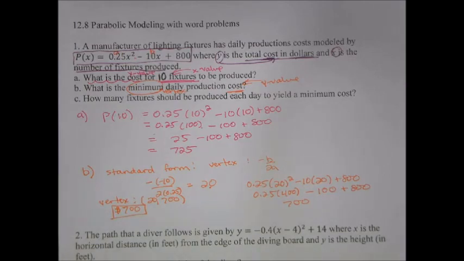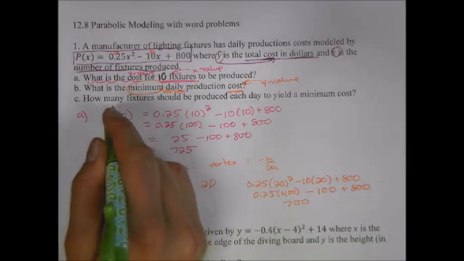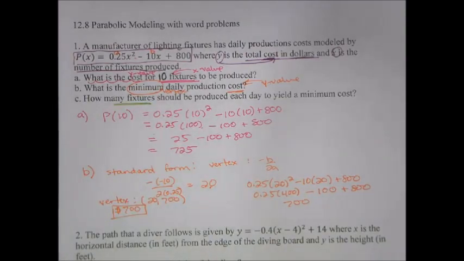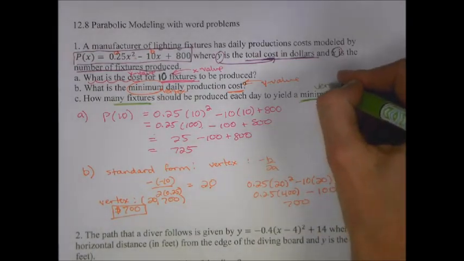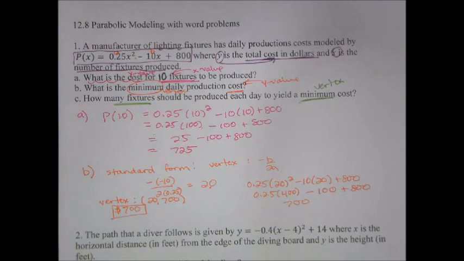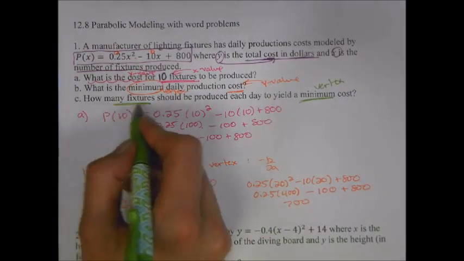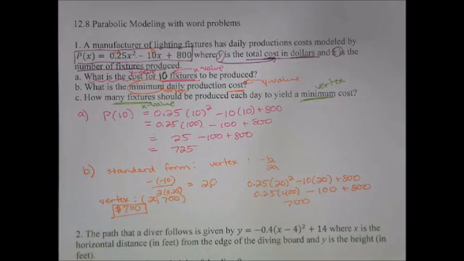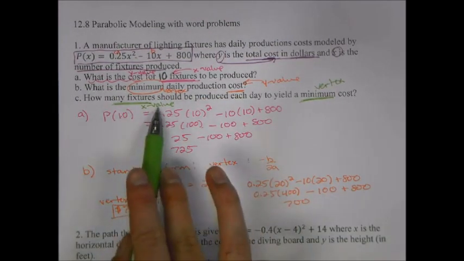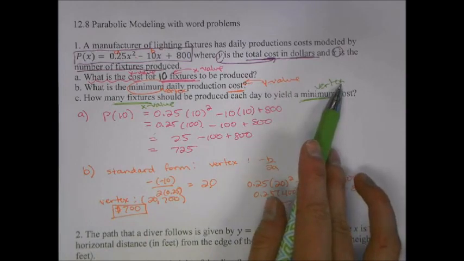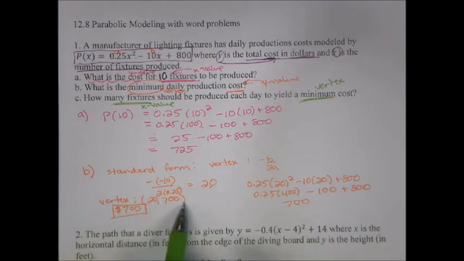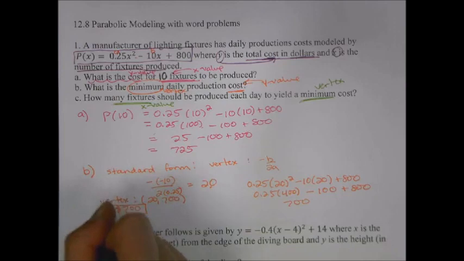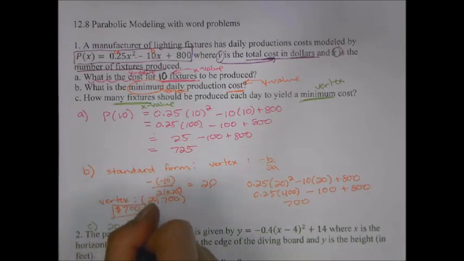For part C, it asks how many fixtures should be produced each day to yield a minimum cost. So again, minimum tells us we're going to look at the vertex. How many fixtures tells us that our answer is an x value. So what is the x value at the vertex? Well, we already found the vertex. The x value is 20, so C is 20 fixtures.